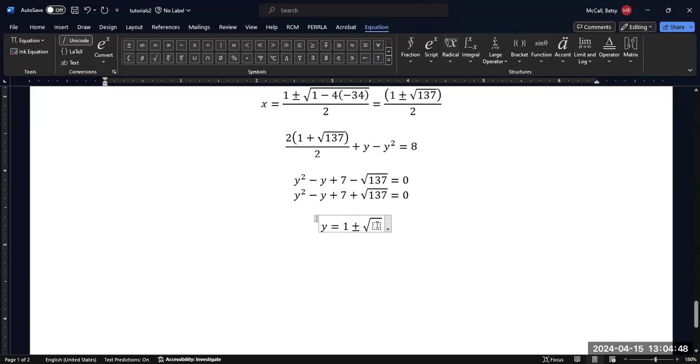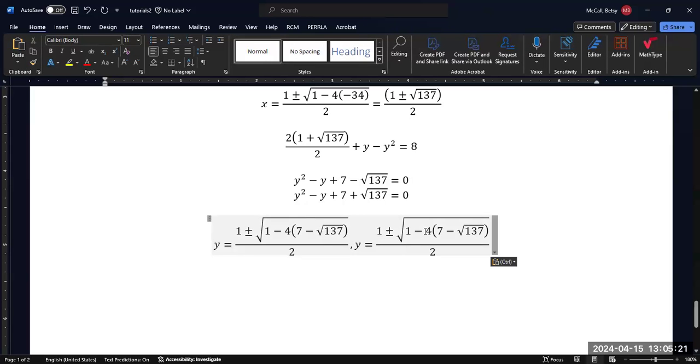the square root. Actually, let me put this in a fraction already. The square root of 1 minus 4 times this, all over 2. And then I'll similarly have another answer, conceivably, where this is now a plus.